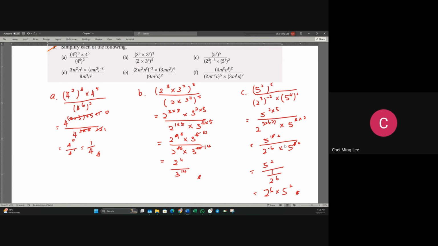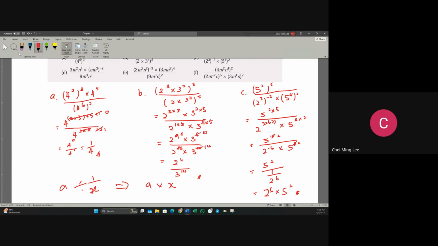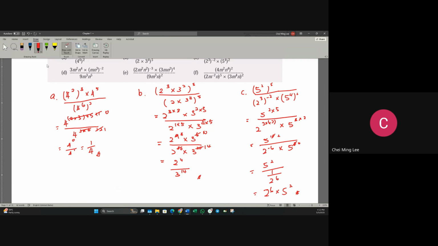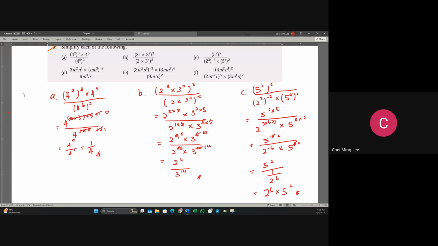Okay? You understand how I get this? How I get this one like this? Because anything that you divide by 1 over x, we can change it into a multiplier like this. You can change it into a times x. Okay? So let's continue.